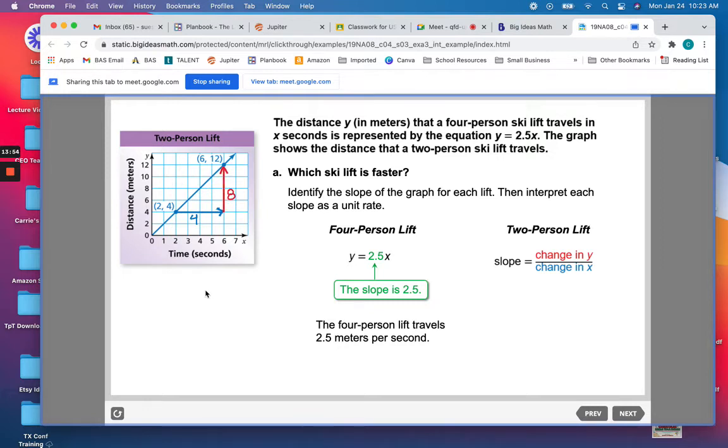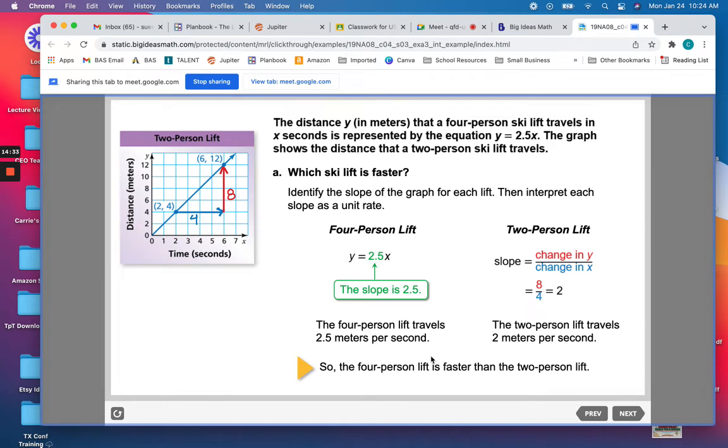Change in y over change in x. If I start at the leftmost point and go for my y, how many did I go up? 8. And then how many did I go over? 4. So 8 over 4. Can I reduce that? 2. So my slope for the 2-person lift is 2 meters per second. Which lift is faster, the 4-person or the 2-person? Which one is going farther per second? The 4-person. So the 4-person lift is actually faster because it went a little bit further every second than the 2-person does.